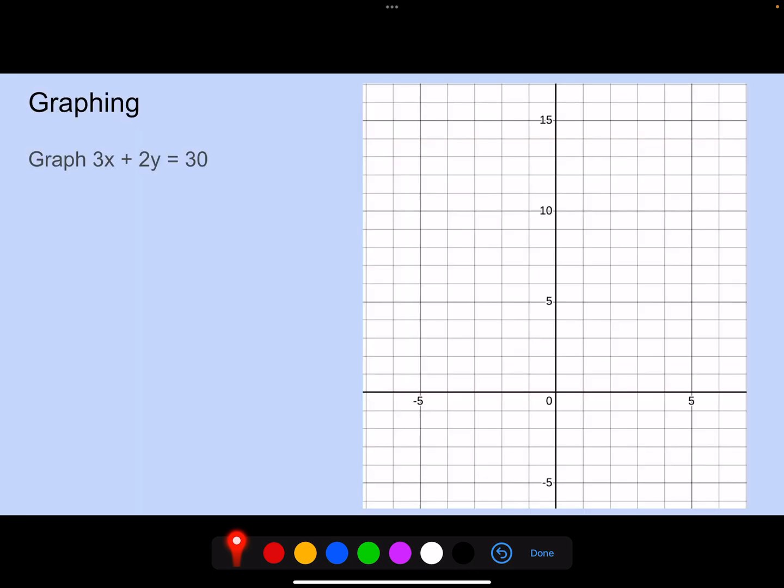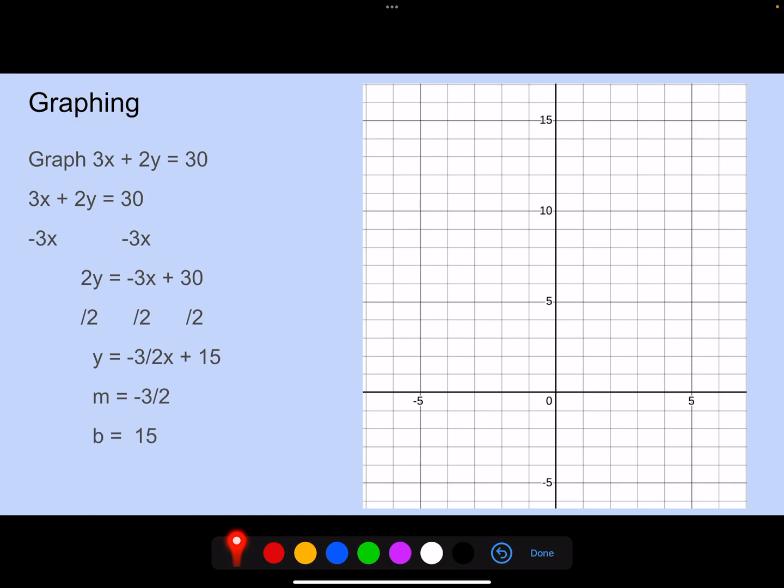If I graph this one, 3x plus 2y equals 30, I could graph this like I said before: the opposite of 3 divided by 2 would be the slope, and 30 divided by 2 would be my y-intercept. Or I can get it into slope-intercept form by subtracting 3x. 2y equals negative 3x plus 30. Divide everything by 2. And then all of a sudden, that's my slope, and that's my y-intercept.